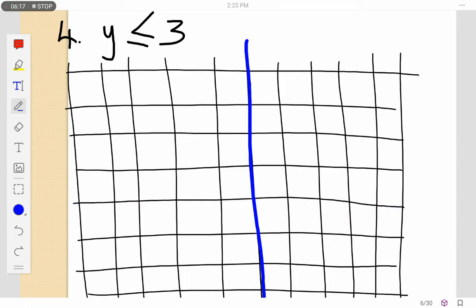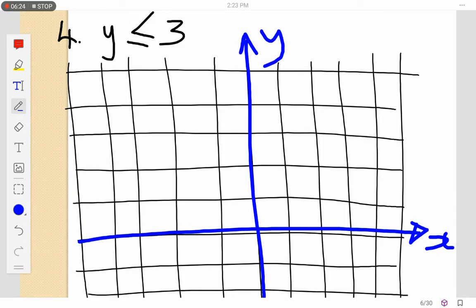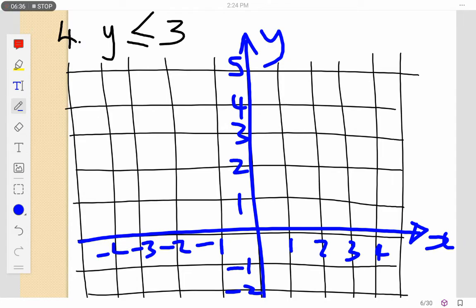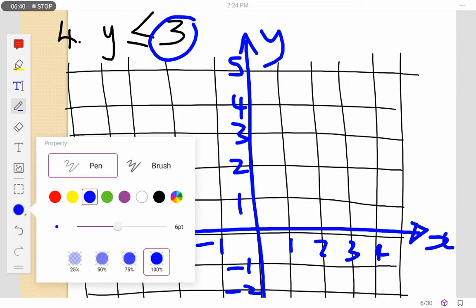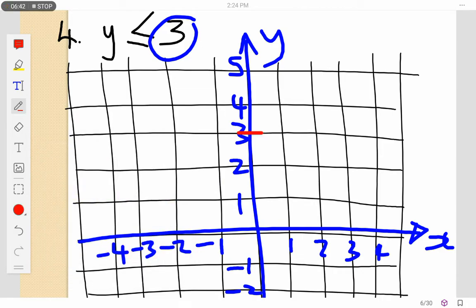Okay, let me have it down. So this is my x here. This is my y. And this is 1, 2, 3, 4, 5, -1, -2 on y, 1, 2, 3, 4 on x, -1, -2, -3, -4 on x. Now we want to go to 3 on y. This is the 3 on y, this one.